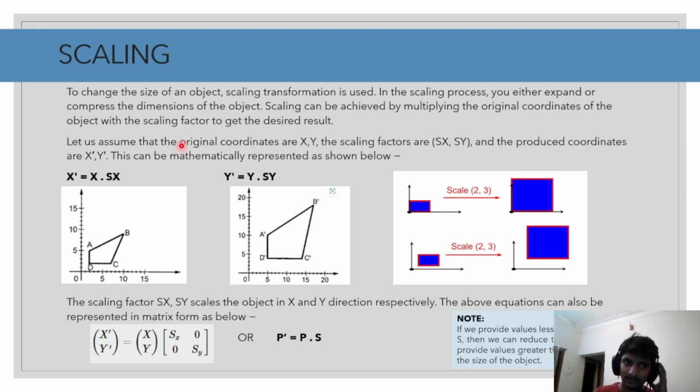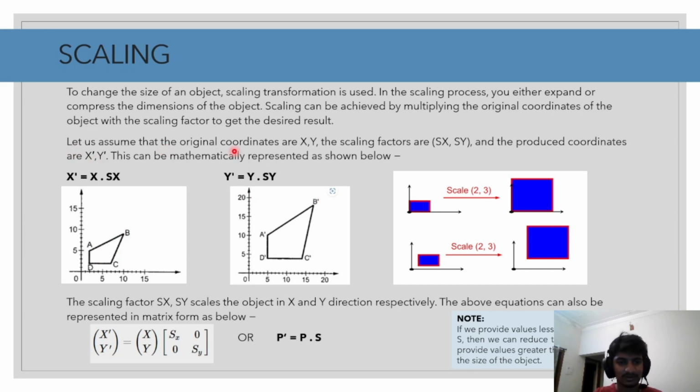Next we have scaling. To change the size of an object, scaling transformation is used. In the scaling process, you either expand or compress the dimensions of the object. Scaling can be achieved by multiplying the original coordinates of the object with the scaling factor to get the desired results. So scaling is basically increasing or reducing the size. So here you see A, B, C, D, and this is basically enlarged, and this is what you get.